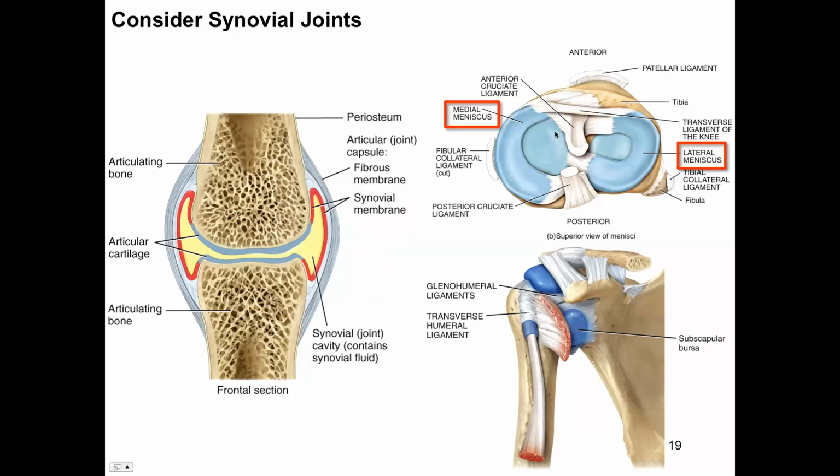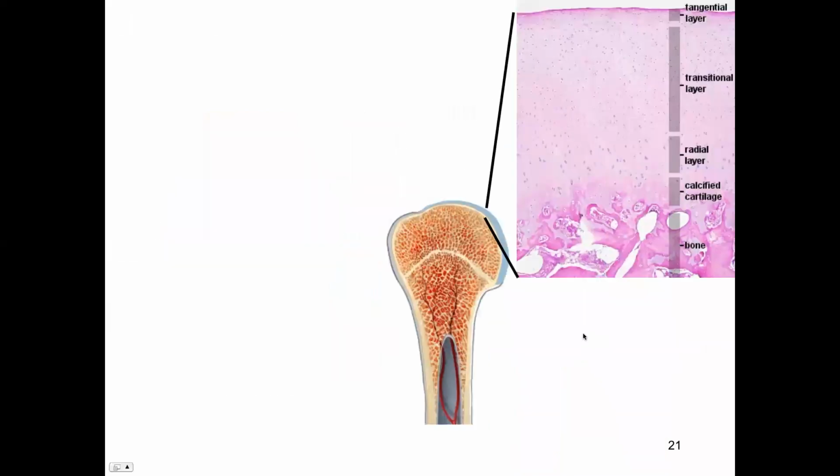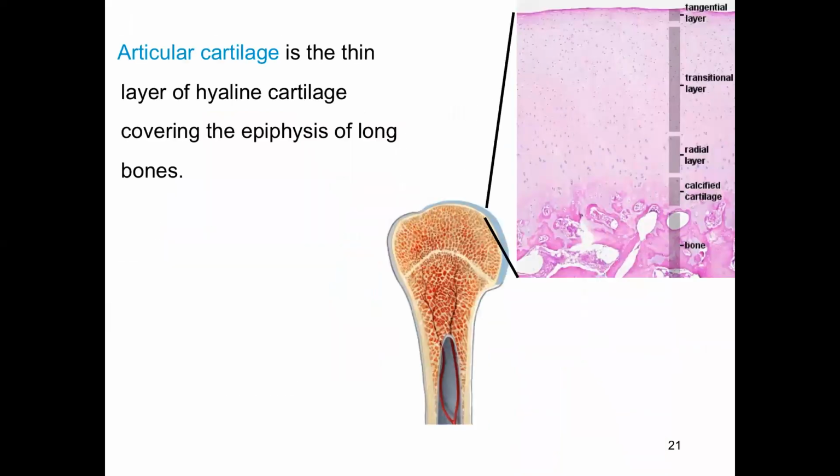So actually I have different slides that highlight this. So there's your medial and your lateral meniscus, and then down here, your subscapular bursa. So this is your scapula underneath here, provides support, all right? Now the point of this slide is to highlight these articular cartilages.